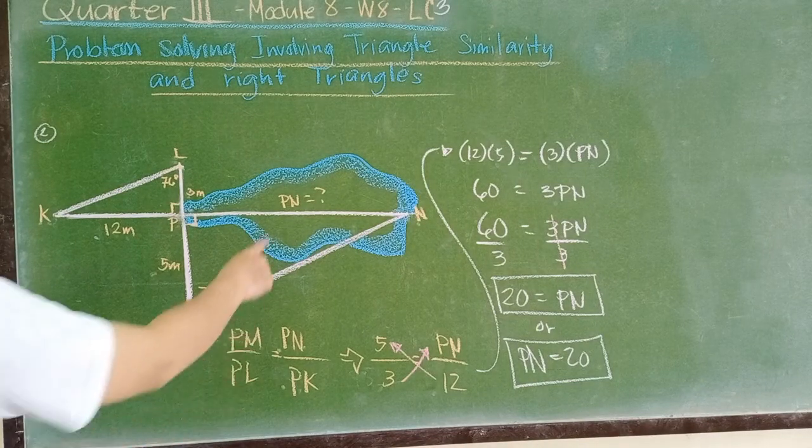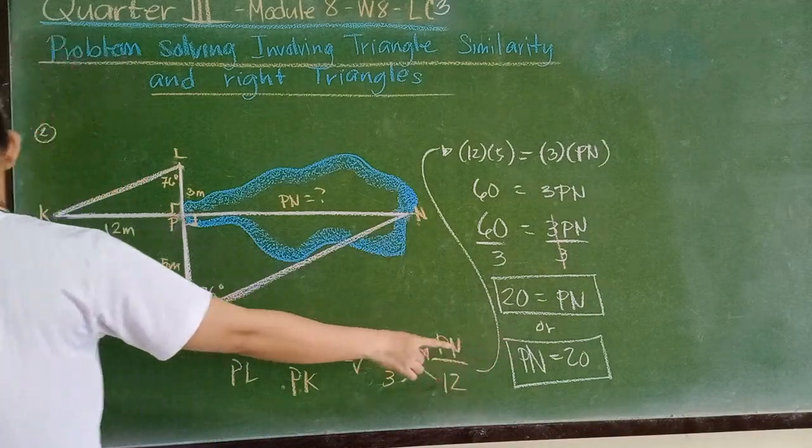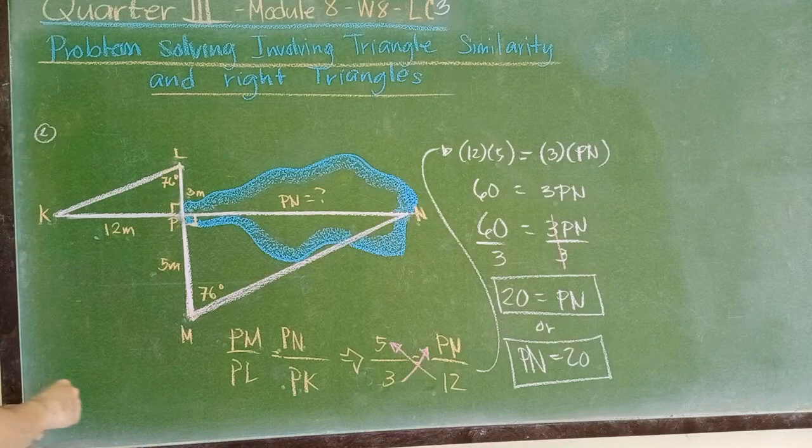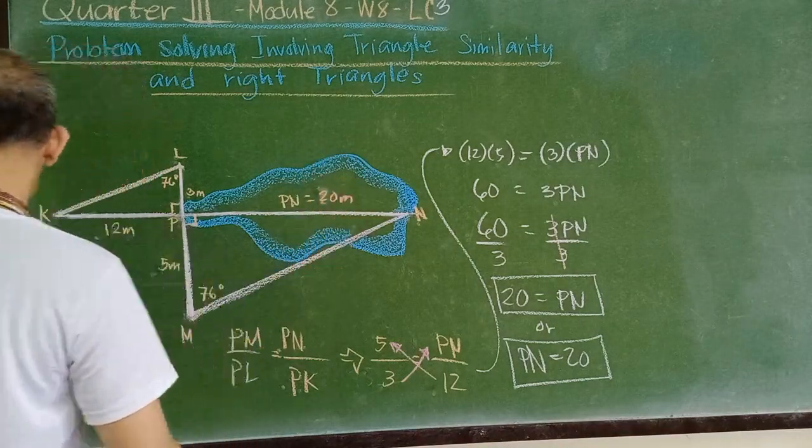So yung Pn natin from P hanggang N, which is yung length ng pond, is equal to 20 meters. So yung unit natin is meters. So 20. Yan.